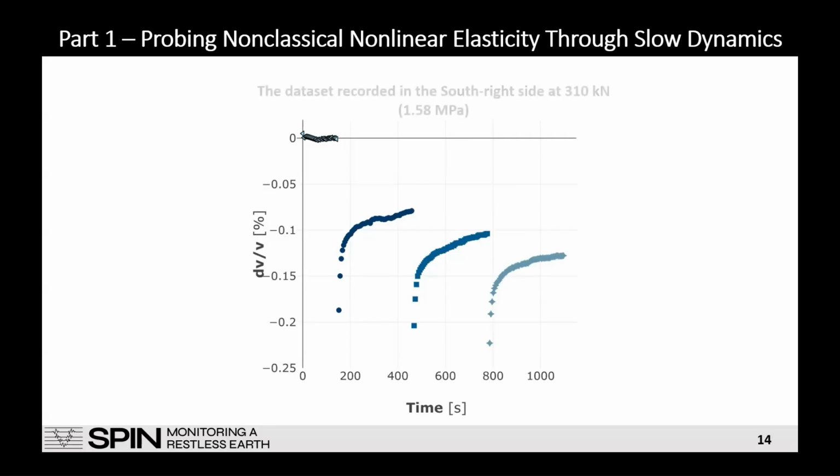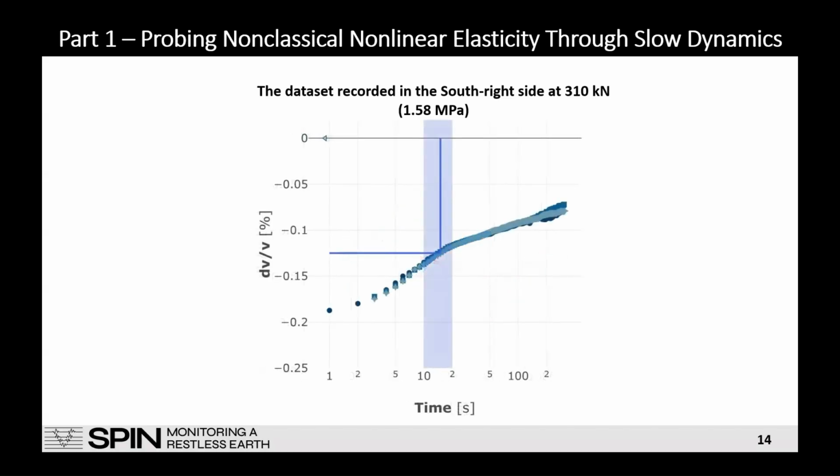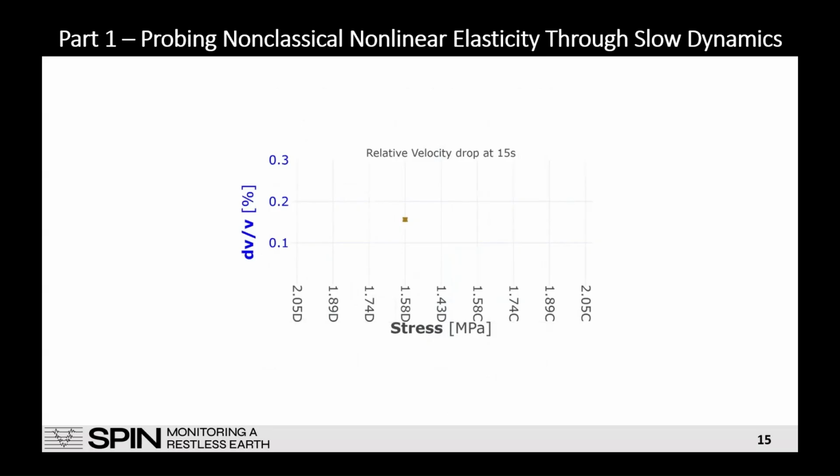So what we did here is, first of all, this dataset corresponds to the information recorded in the south right side at this specific compressive force. And what we did here is we wanted to compare what is the similarity of the three relaxation processes. We superposed them. And then we estimated what is the velocity drop at the second 15, just to have it as a proxy for damage, for the process of damage. And this measurement corresponds to this specific compressive force.